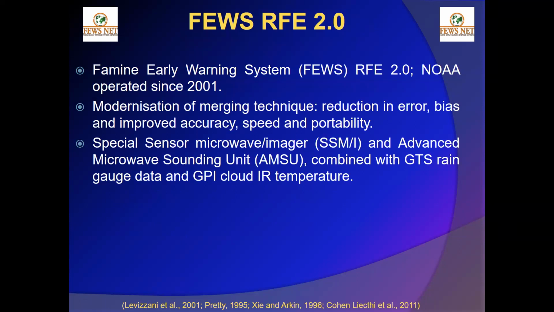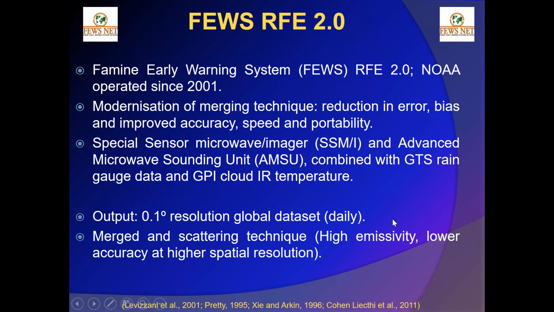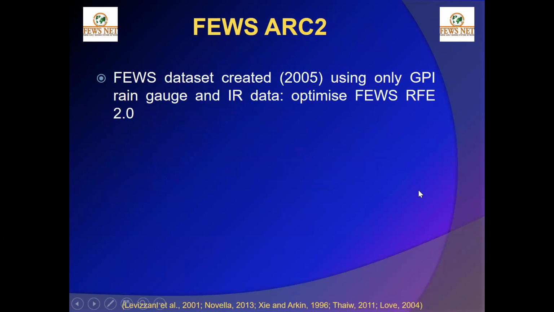It's got a special sensor microwave imager, advanced microwave sounding unit, combined with GTS rain gauge data and a GPI and infrared temperature as well. So it's a very important product that's been widely used, tested, and algorithms are continuously being improved. That's the FEWS RFE, and it is available at a daily temporal resolution as well. The other product is the FEWS ARC2, created in 2005.